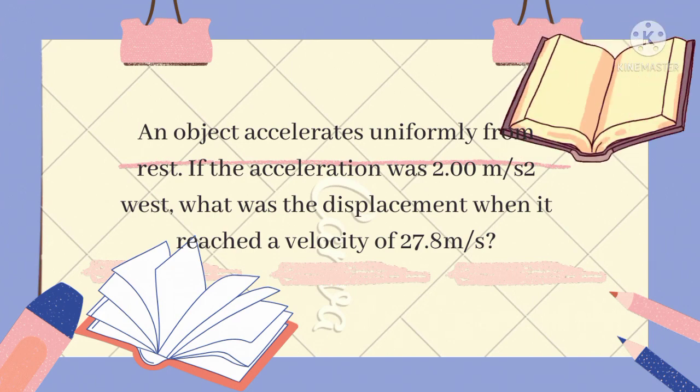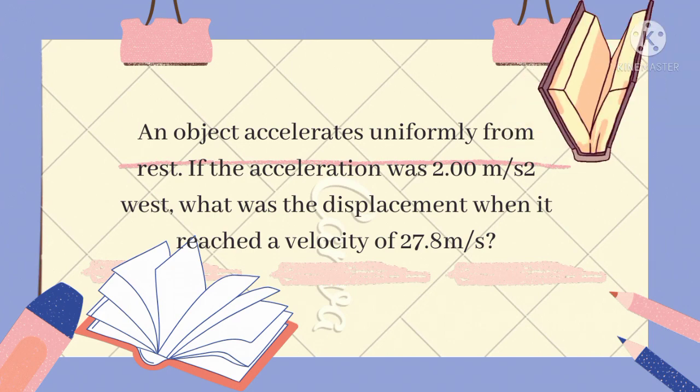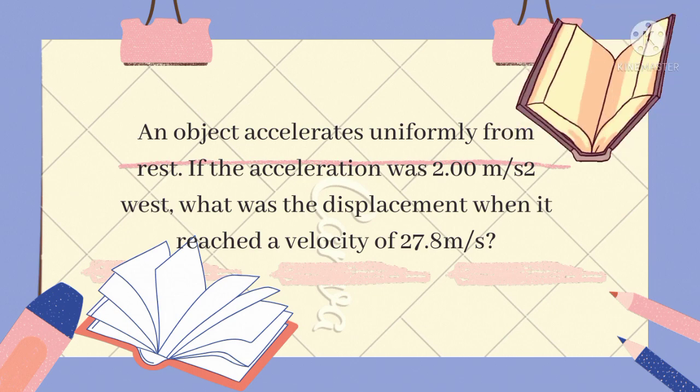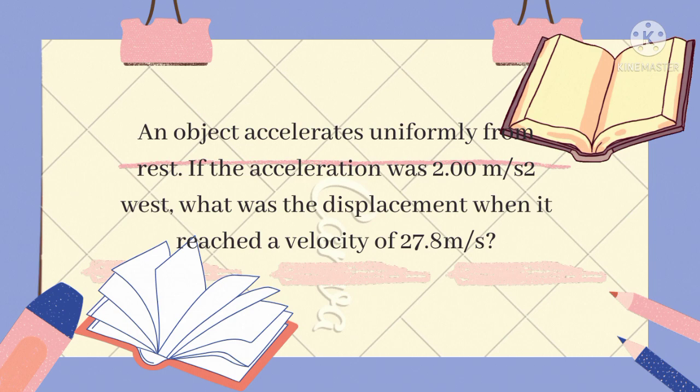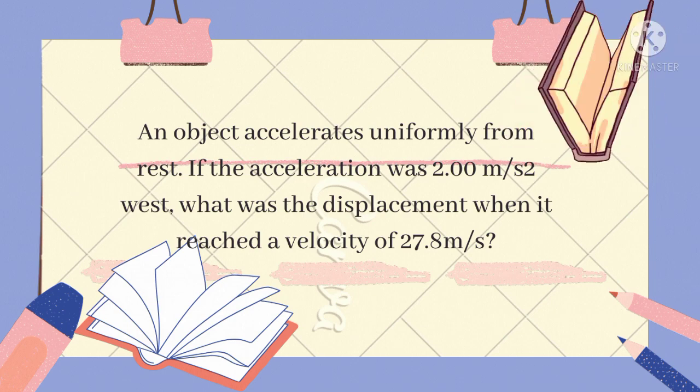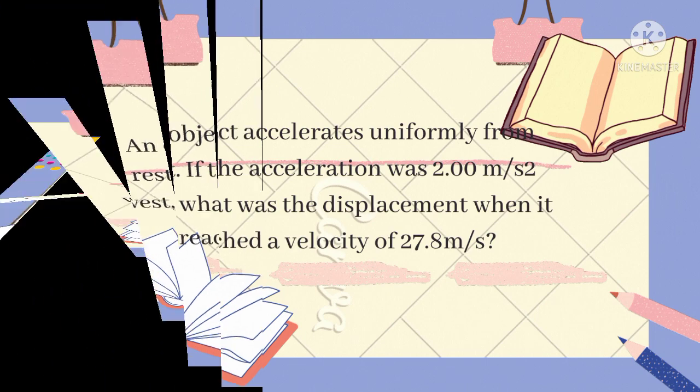Second problem. An object accelerates uniformly from rest. If the acceleration was 2 meter per second squared west, what was the displacement when it reached a velocity of 27.8 meter per second? So first, let's provide the given.